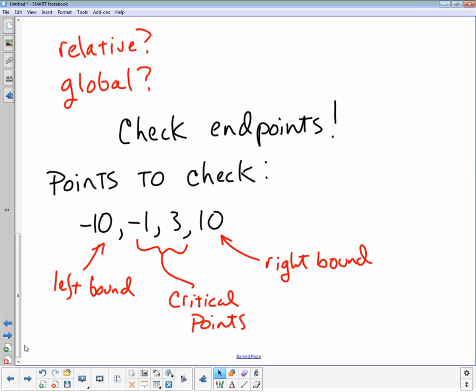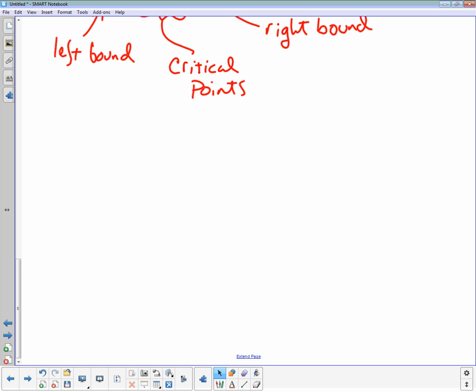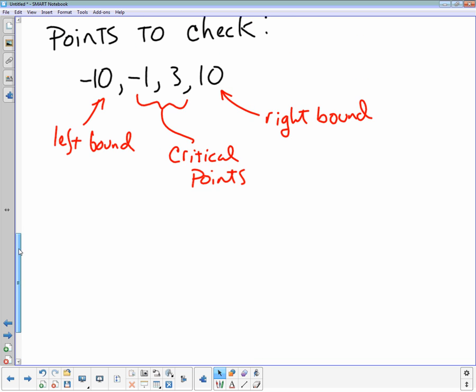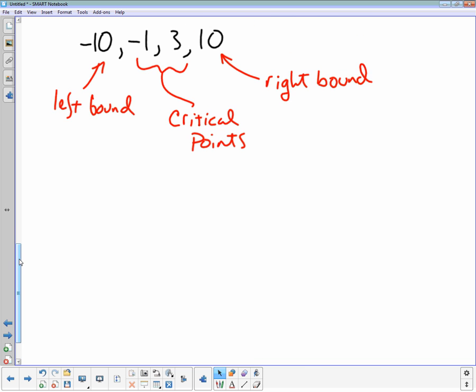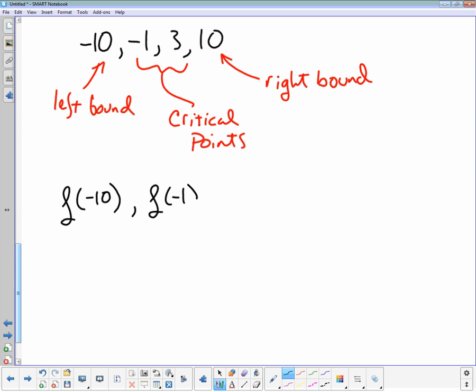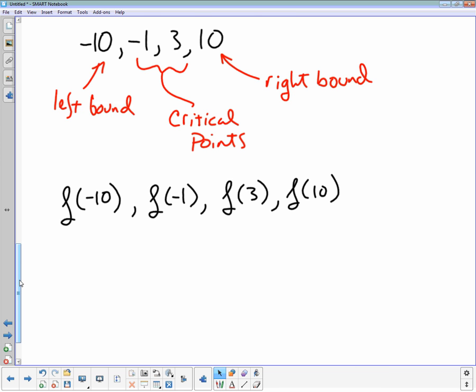And then plugging it into the function. All right. So go ahead and find f of -10, f of -1, f of 3, and f of 10, in the original function.